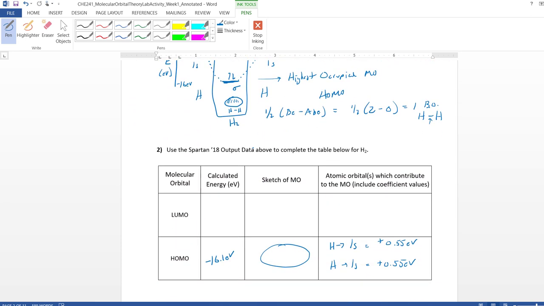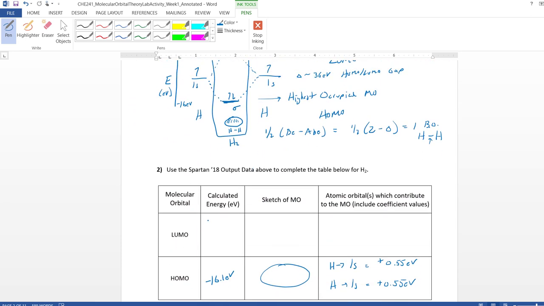And so there you go, right? And if you want to do LUMO, you would say it's positive. Please make sure you put the sign. That's really important. The sketch here is a little bit different, right? You would say, okay, there's a node down the middle and it's going to look like this, where you have one positive and one negative. So that's going to be sigma antibonding. This would be a sigma bonding. And in this case, it's still hydrogen 1s.